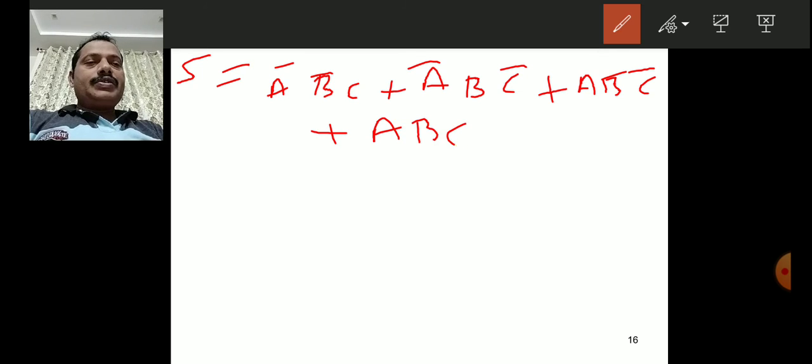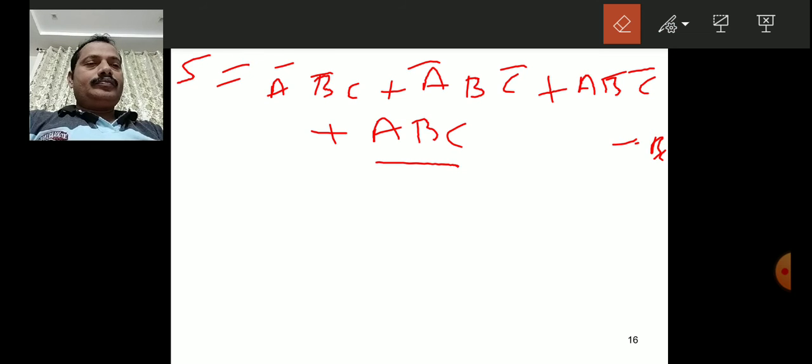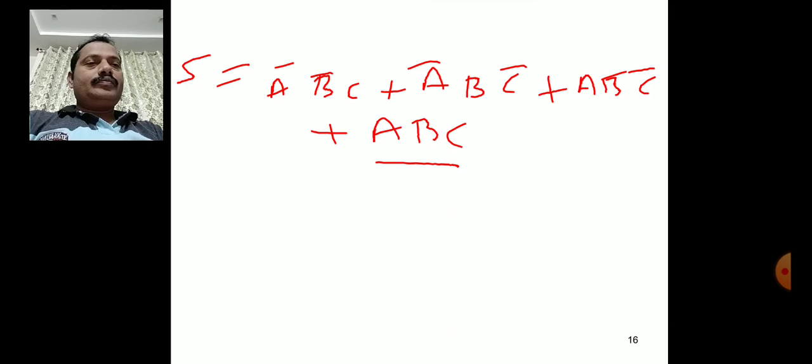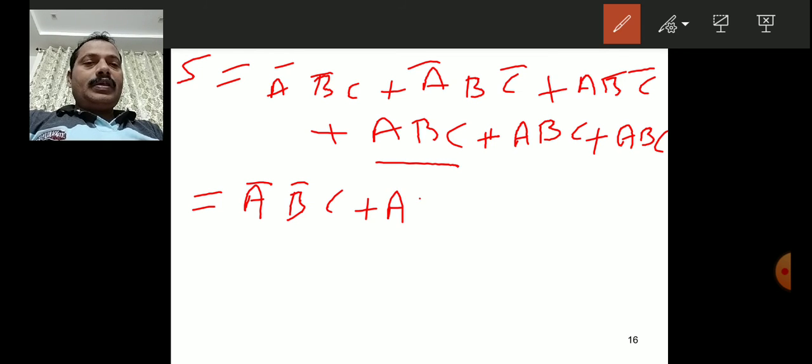A B C. So to simplify this, what we have done is we have taken additional terms, A B C plus A B C, plus A B C plus A B C. In this, let us write the first term A bar B bar C plus A B C.